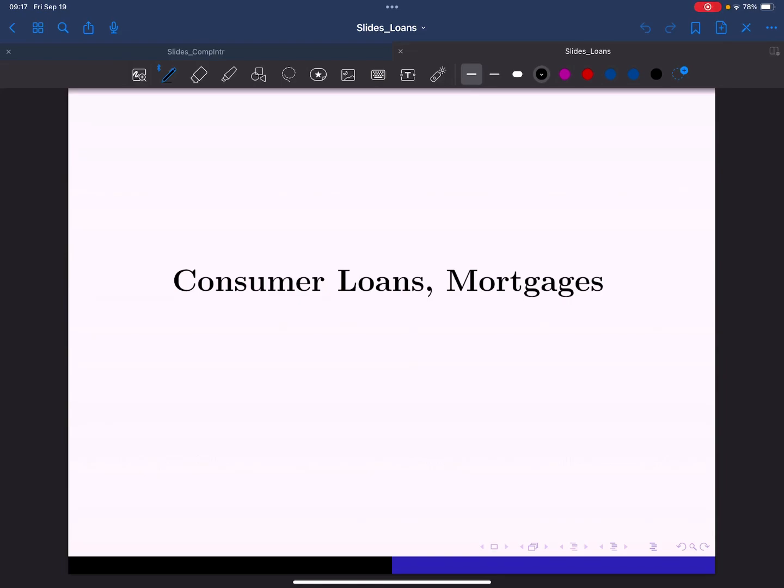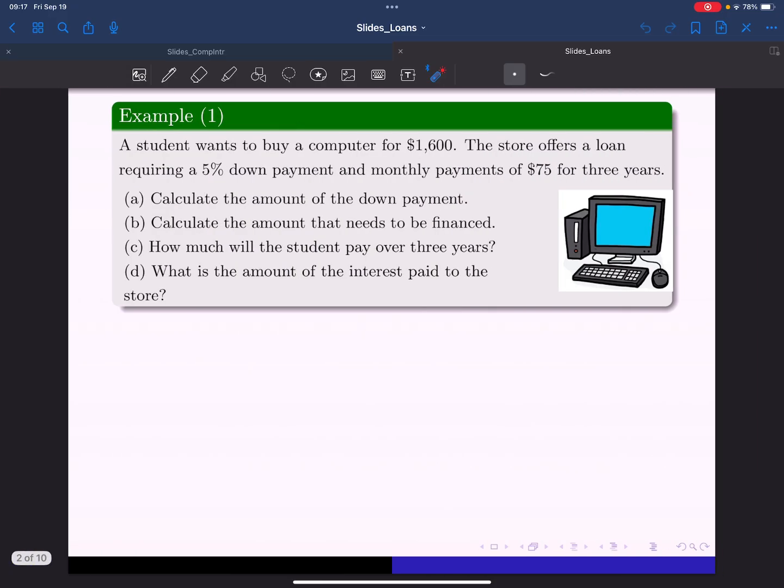Consumer loans and mortgages. It's always good to know how the loans work. So we have an example. A student wants to buy a computer for $1,600. The store offers a loan requiring a 5% down payment and monthly payments of $75 for 3 years.